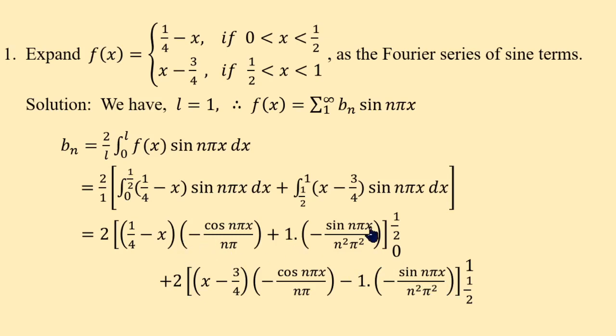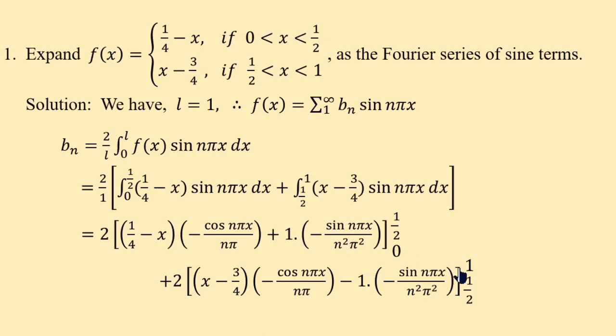Now see this here. When you apply the upper and lower limit for this function, careful here, when x is half, 1 by 4 minus half is minus 1 by 4. Here is 1 minus. So plus 1 by 4 cos n pi by 2 by n pi. Lower limit is 0, means 1 by 4 with minus sign, and lower limit minus sign plus. So 1 by 4 into cos n pi x, x is 0 means cos 0, that is 1 by n pi. And here for the upper limit it is minus sin n pi by 2 by n square pi square. For the lower limit it is 0.